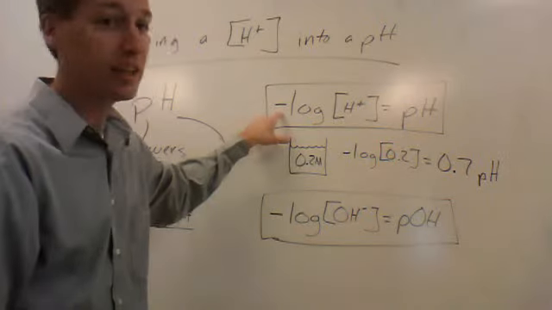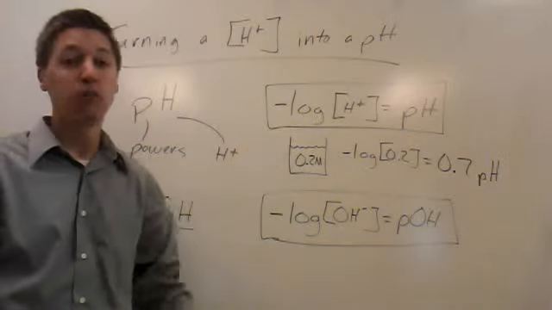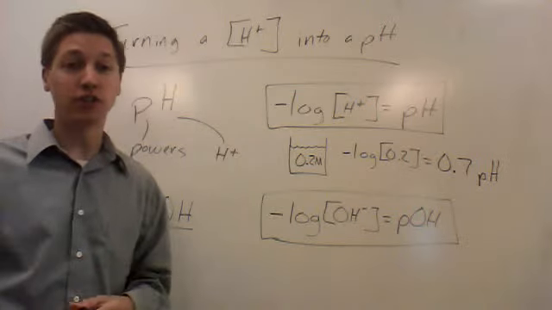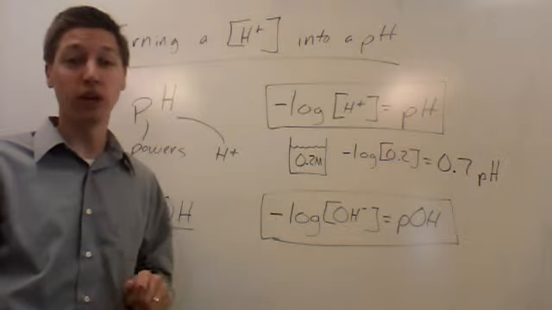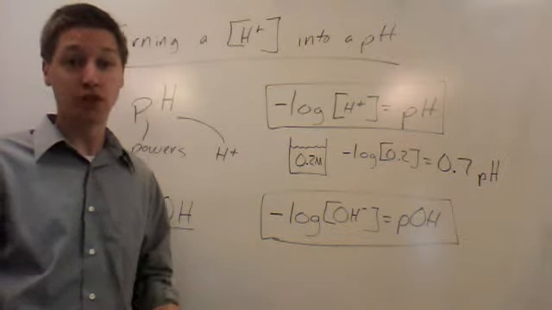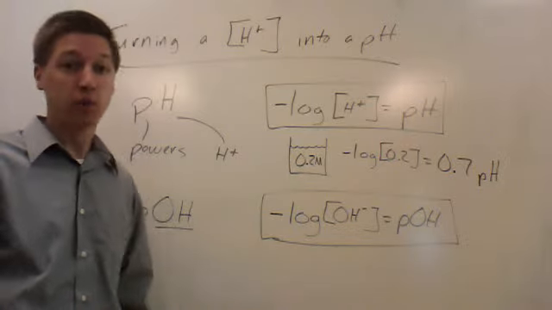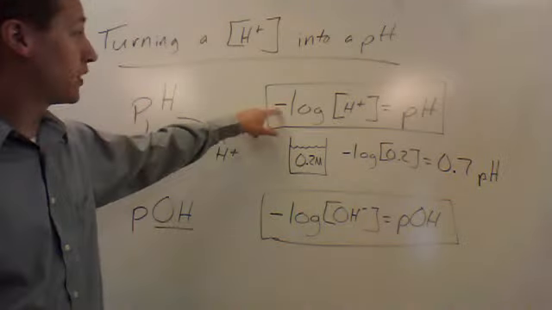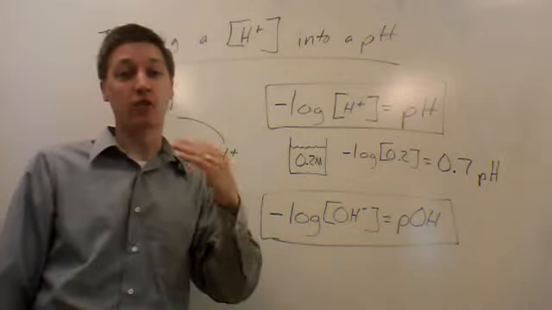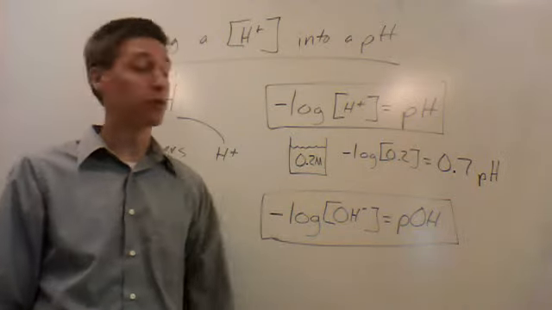Why is it negative? It's negative because in general, most concentrations are less than 1. We're talking about concentrations that are like 0.1 or 0.01 or 0.001 molar H+. We're talking about concentrations less than 1. So that's why I use the negative, because our powers of 10 are actually going down, and that's going to turn the number around for us here.